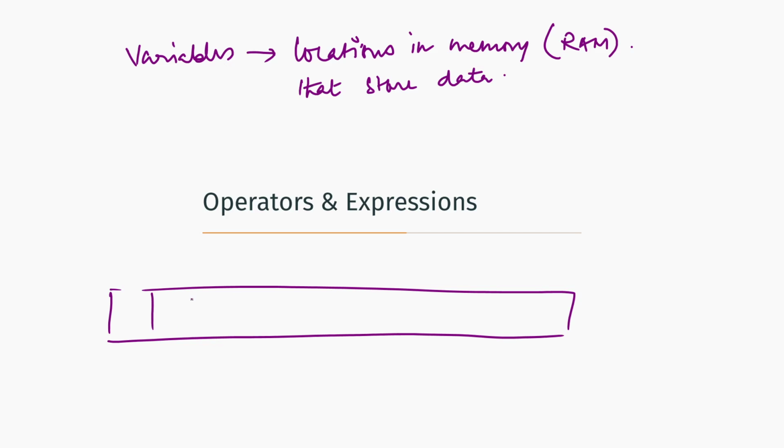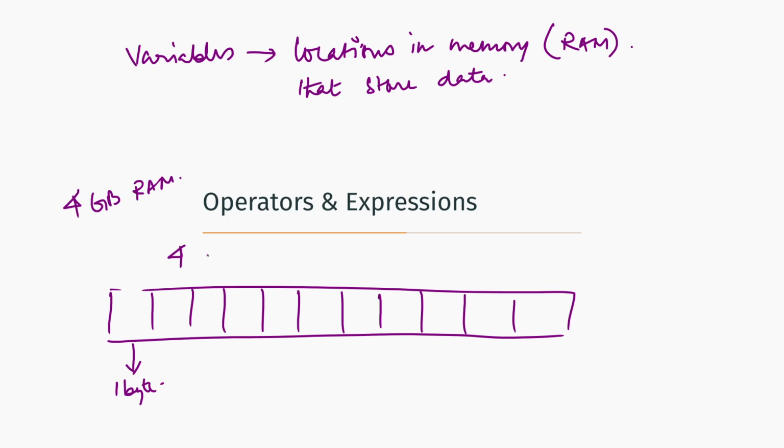Your memory is divided into small sections. Each section is a byte, let's say 1 byte. If you have 4 GB of RAM, essentially you have 4 billion bytes, which means you have 4 billion of these locations.